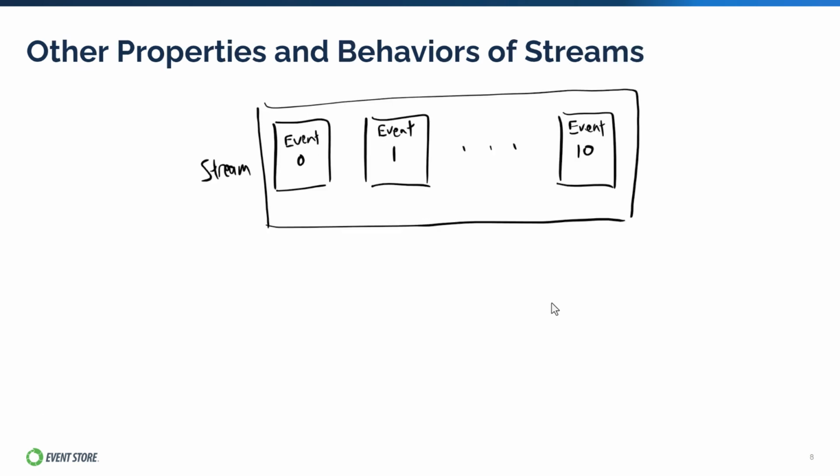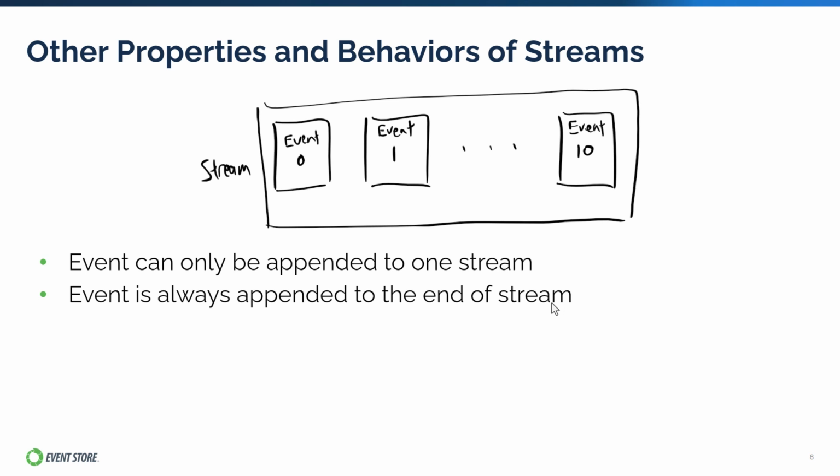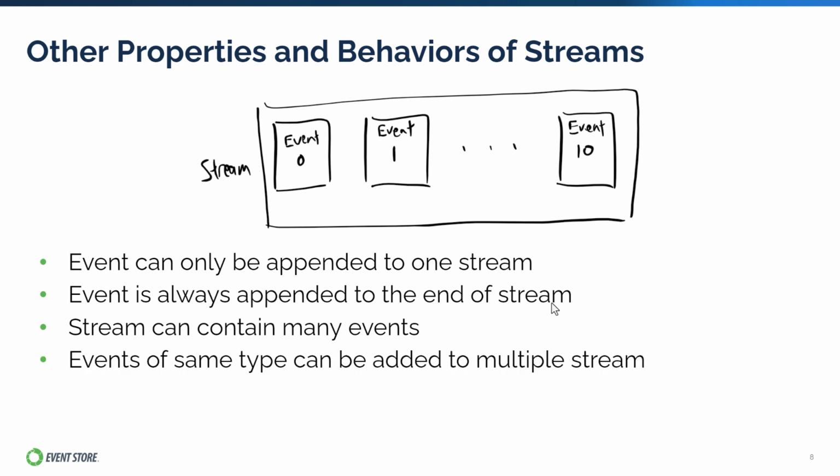Here are some other properties and behaviors of streams. An event can only be appended to exactly one stream. The event is always appended to the end of the stream and cannot be appended to the start or middle of a stream. A stream can contain many different types of events. And finally, events of the same type can be appended to multiple streams and are not exclusive to any one stream.